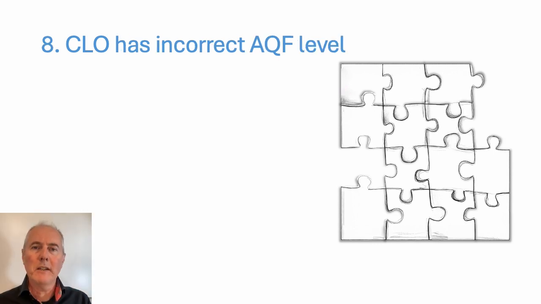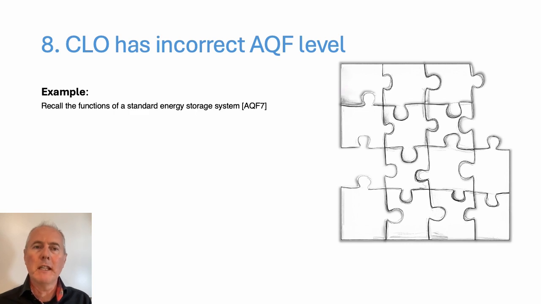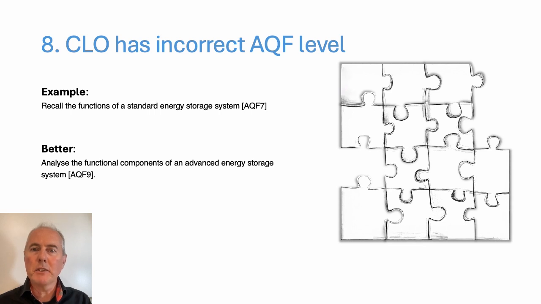Number 8, the CLO has the incorrect AQF level. Example, recall the functions of a standard energy storage system. The example CLO language reflects an undergrad program, which is inappropriate for a master's degree program. It's actually quite closely related to the last trap, and this is simply about making sure you are drawing the keyword or phrase from the right AQF level. So roughly speaking, level 6 and 7 is for bachelors, level 8 is for honours or masters, and level 9 is for masters. Better is analyze the functional components of an advanced energy storage system.